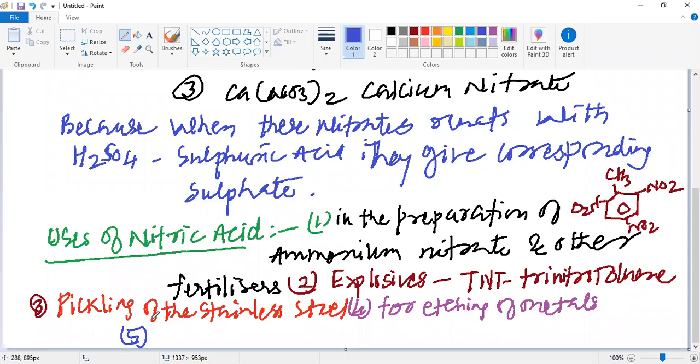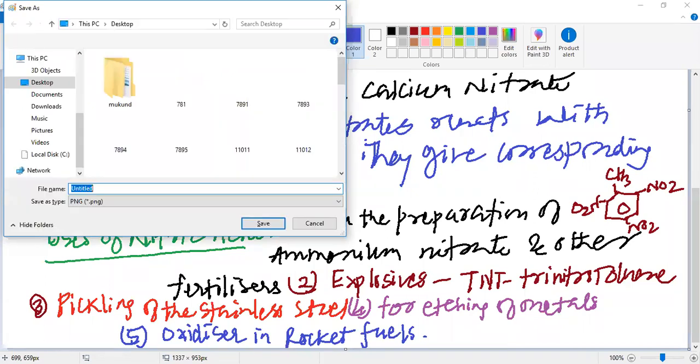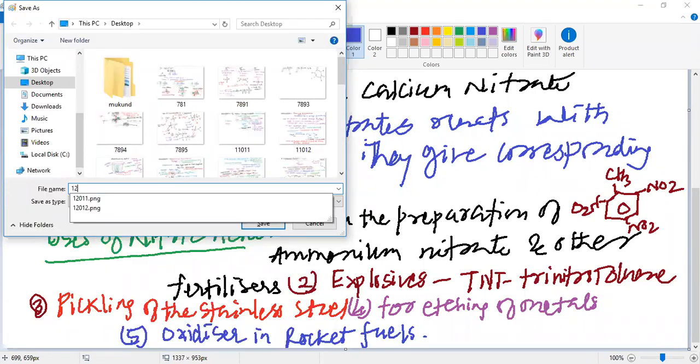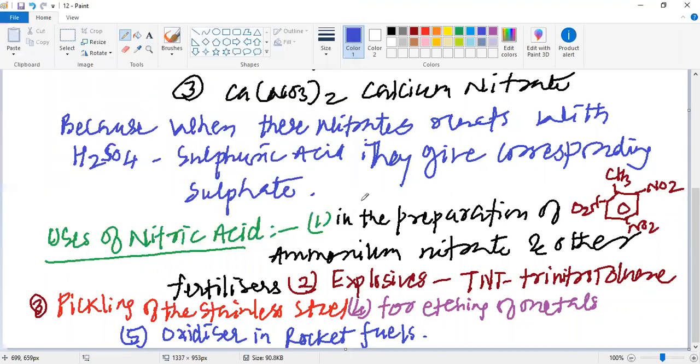an oxidizer in rocket fuels, as an oxidizer in rocket fuels. So please remember, my dear students, these are the various uses of our nitric acid, and by using these various uses, we can complete our discussion about the nitric acid.